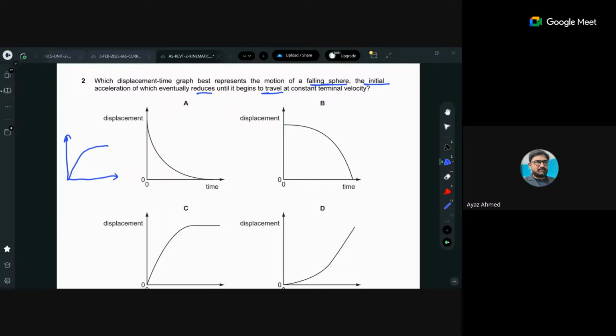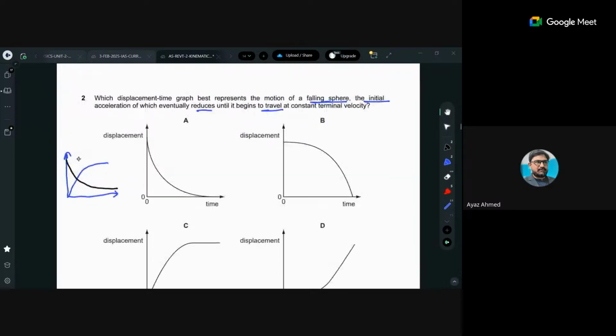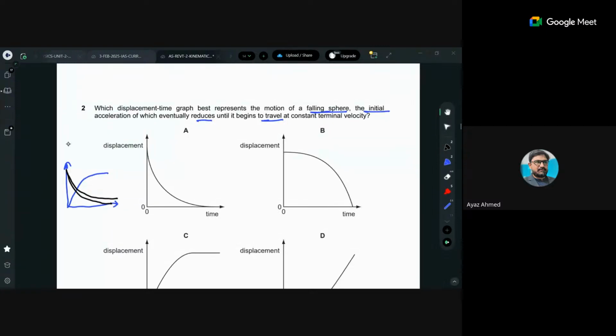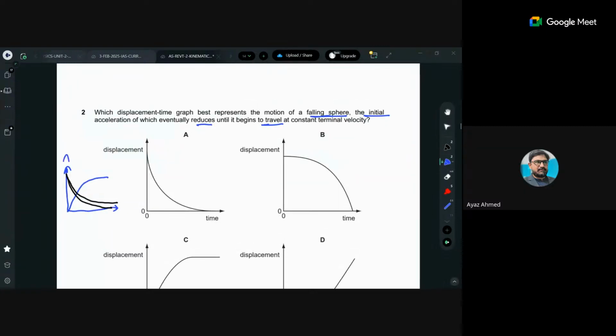Velocity is this. So what would be the acceleration then? Acceleration will be something like this. It will touch the zero, because acceleration will go to zero. If I have the acceleration time graph, it would be something like this. So this is the displacement time graph.